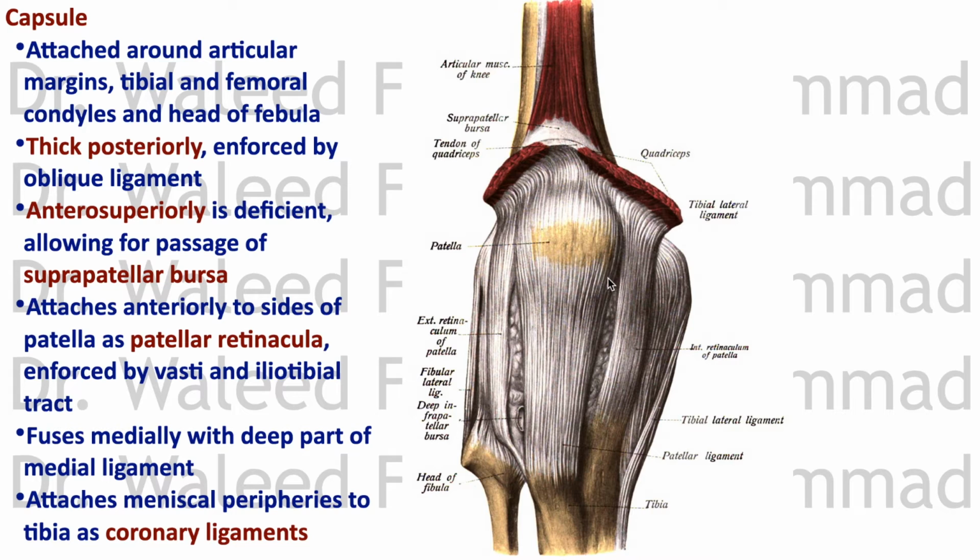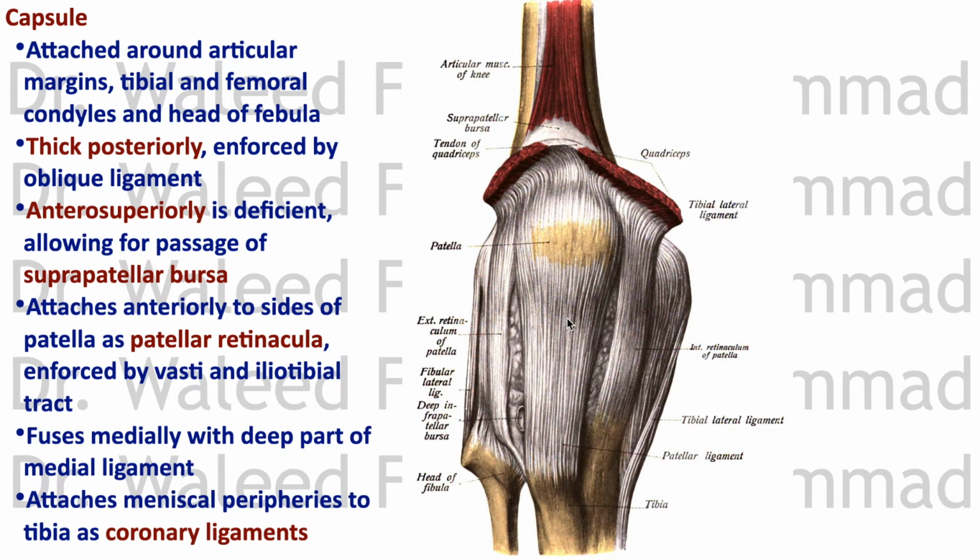It attaches anteriorly to the sides of the patella, as you can see here, and forms the patellar retinacula from the sides of the patella to the tibial condyles. These are the patellar retinacula. Don't confuse this with this structure, which is the patellar ligament or the patellar tendon, the extension of the quadriceps tendon.